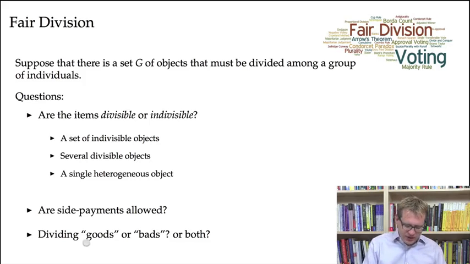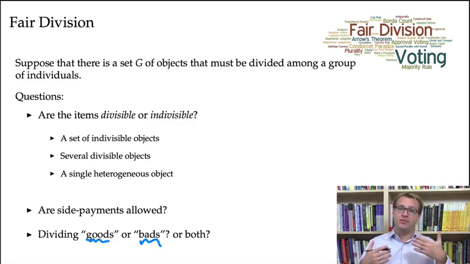Another question, are we dividing goods or are they bads or chores? Now, of course, if all of the objects are of the same kind, either all good or all bad, then the problem of how to divide up those objects among a set of individuals is very similar. It becomes different if we allow that there are some objects that assign positive value for some of the individuals, and some objects that are assigned negative value by some of the individuals. Then that'll be a slightly different type of fair division problem.